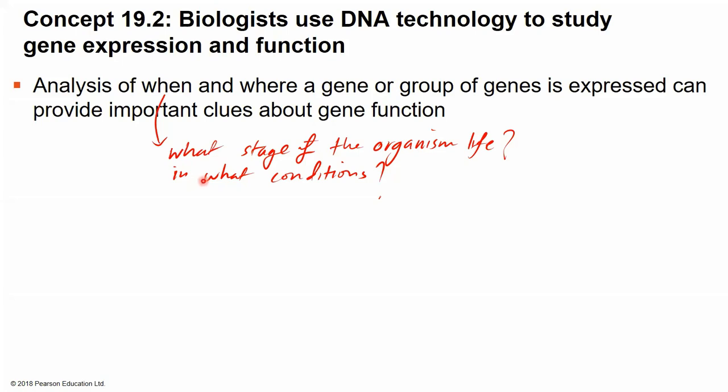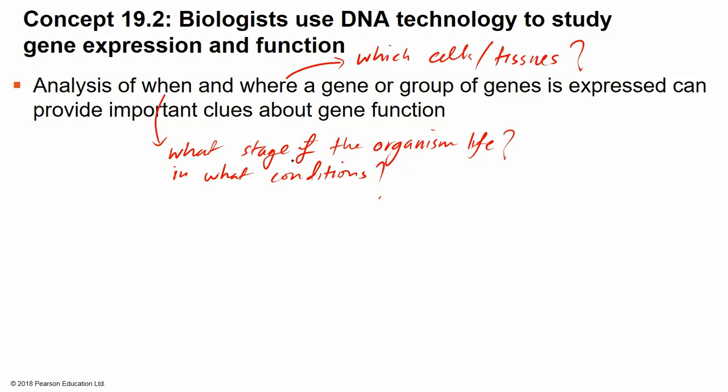In what conditions? It means, just like we learned in the previous chapter about how gene expression could be coordinated in response to, for example, the binding of a hormone or a growth factor on the surface of the cell. So maybe a gene will be expressed at a specific developmental stage or in a specific situation during the life of the organism. Where here means we are interested in knowing which cells or tissues express the protein.